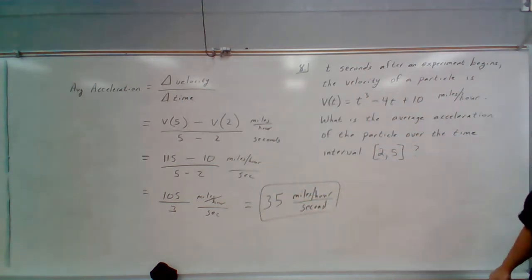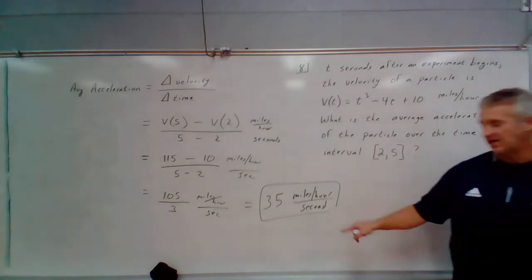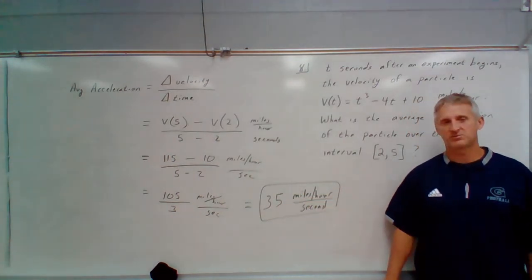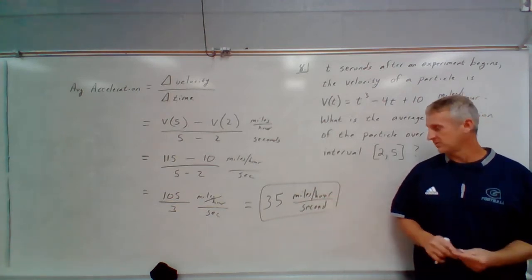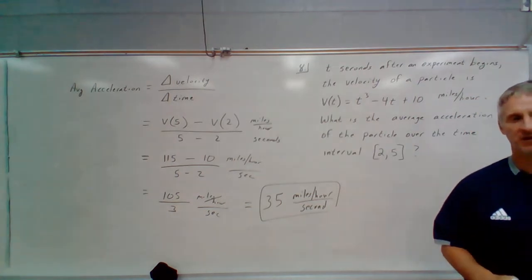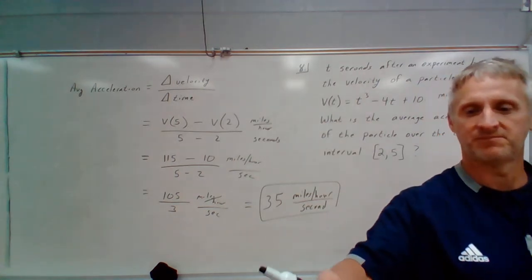Okay, for the average acceleration. So this means that every second the velocity increases 35 miles per hour. So this particle gets 35 miles per hour faster every second on average over that time interval.